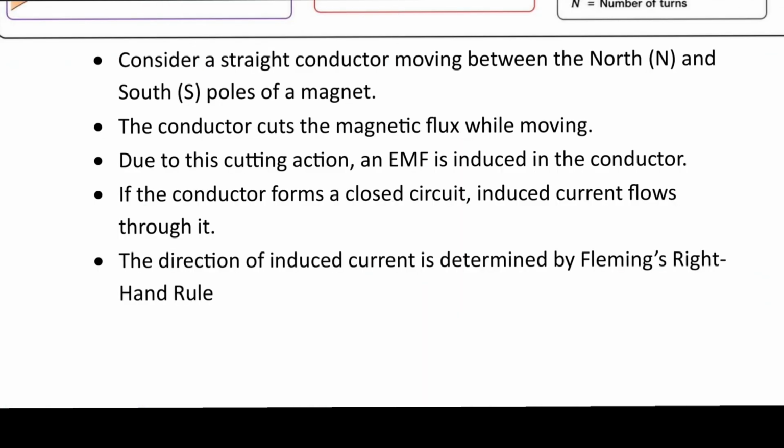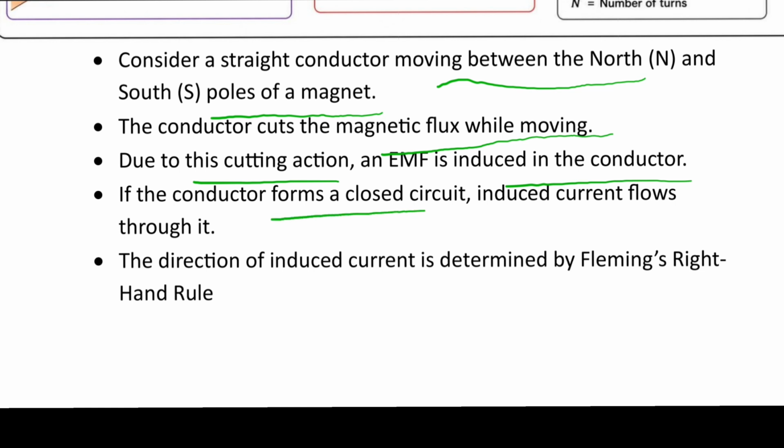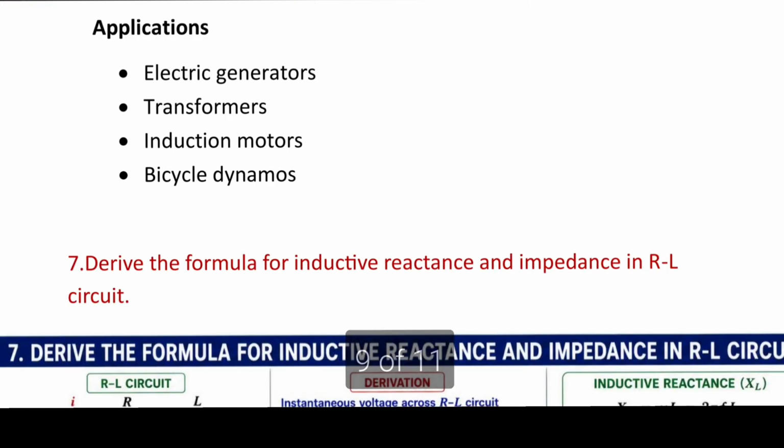So the working principle: consider a straight conductor moving between the north and south poles of a magnet. The conductor cuts the magnetic flux while moving. Due to the cutting action, EMF is induced in the conductor. If the conductor forms a closed circuit, induced current flows through it. The direction of the induced current is determined by Fleming's right hand rule, which I have given in the diagram above. So you can write more marks. Write an application: we can use it for electrical generators, transformers, induction motors and bicycle dynamos.